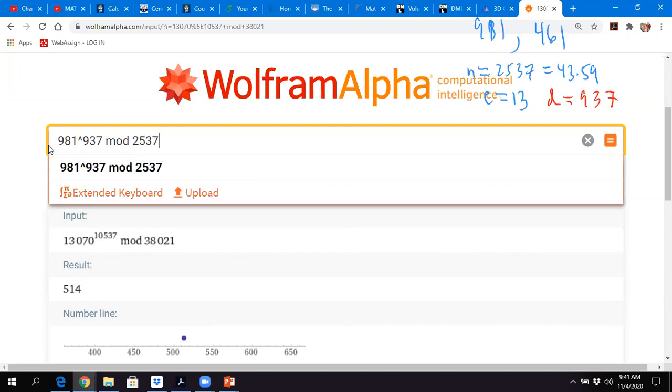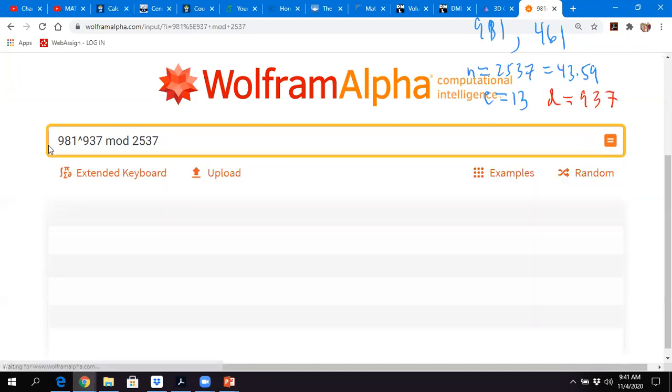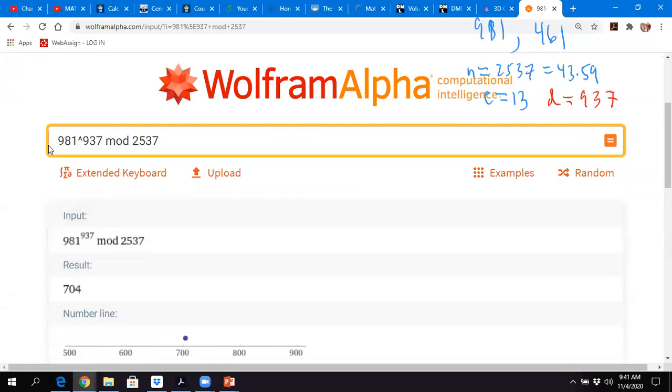2537. Okay, that's funny. Some people must have already plugged this in, because Wolfram Alpha knows. Okay, so I get 704. So let's see, I go 981. I'm just going to write this down. 981 to the 937 mod 25 mod n, I'll just write n for short, equals 704. So I'll write that as 0704.